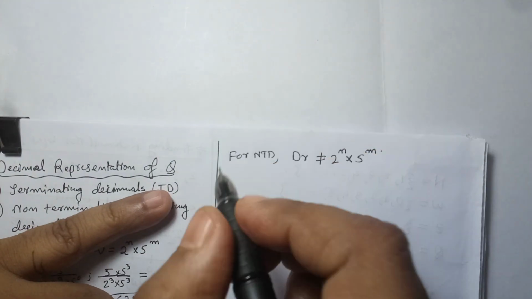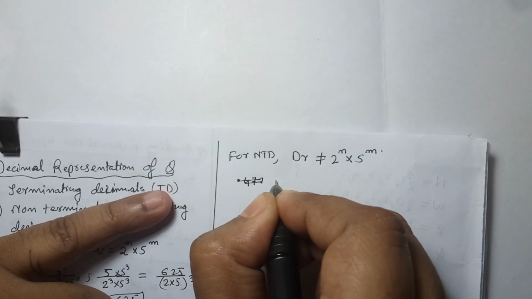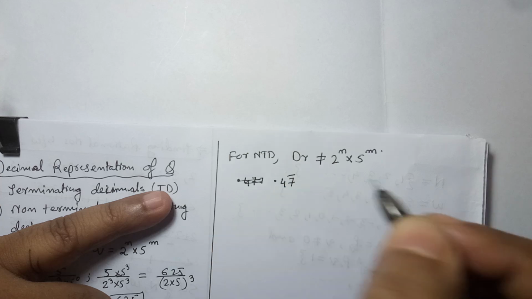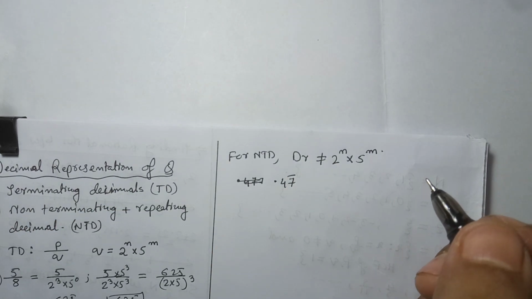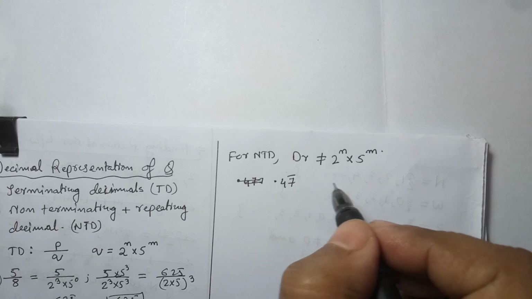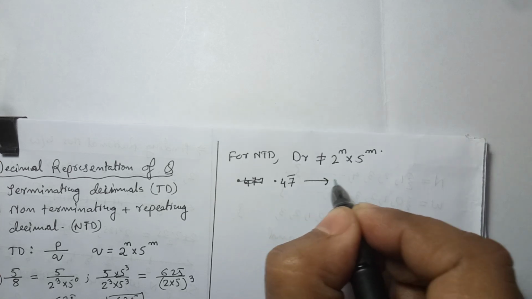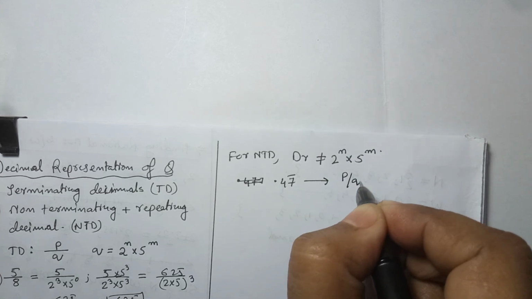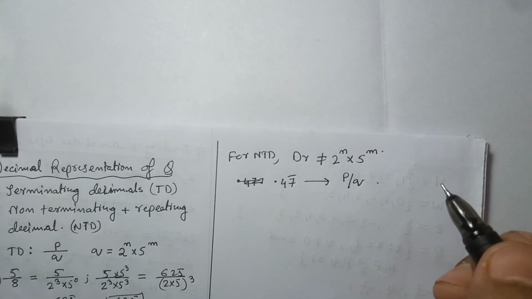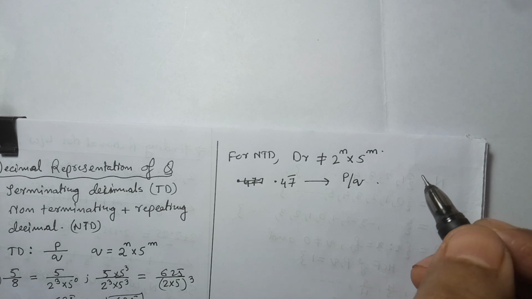So suppose you have 0.47 bar. Now if you are asked, since it is a non-terminating decimal, it is a rational number, how should I represent it in the p by q form? How shall I represent it in the p by q form? Okay. So let me just show you this now.